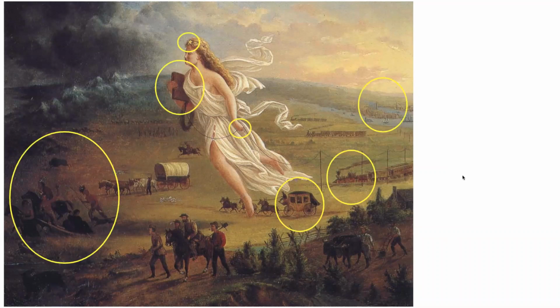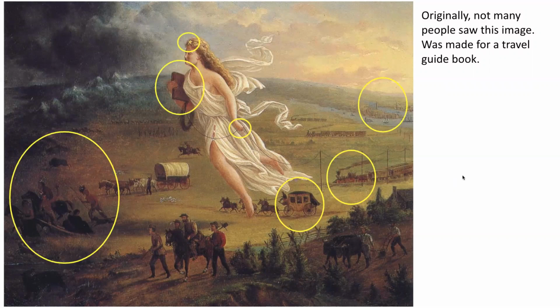Okay, so I'm going to walk you through the big pieces here, because there's a lot going on in this image. Important to note context: not a lot of people saw this image early on. It was actually made for a travel guidebook, but later it was reproduced. Today, it's really the most famous image coming out of America of this time period. So I've circled a few things here on this slide that I want to show to you.